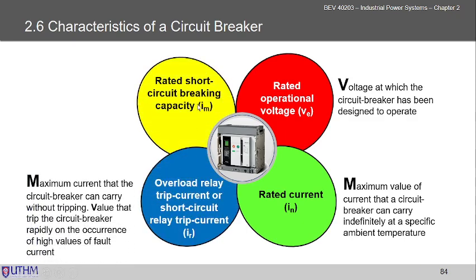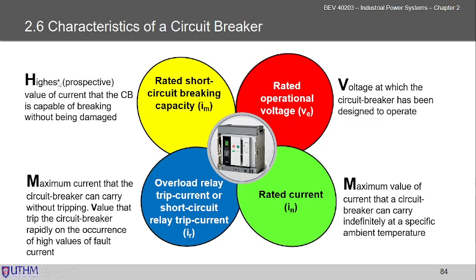Next is the highest one, actually the second highest. There is another highest one, the instantaneous. This is IM, the rated short circuit breaking capacity. This is the highest value of current that the CB is capable of breaking without being damaged. It can still open the circuit, but itself is still safe, not up to the damage level.